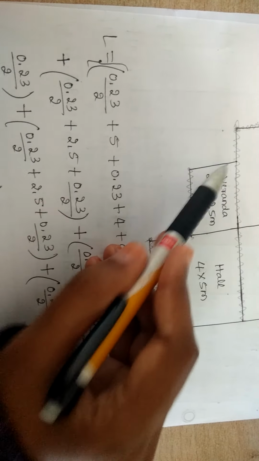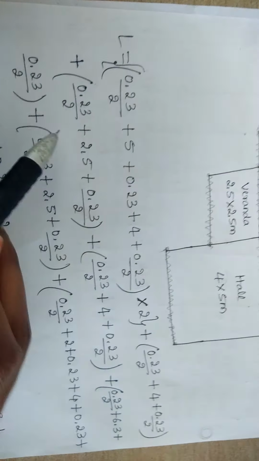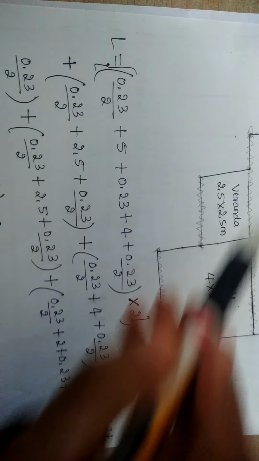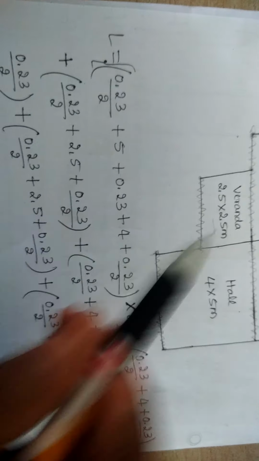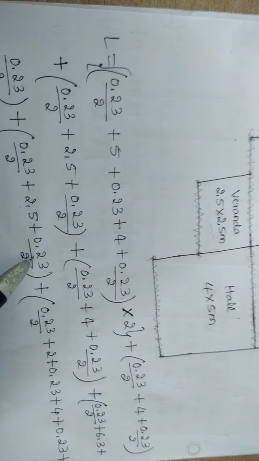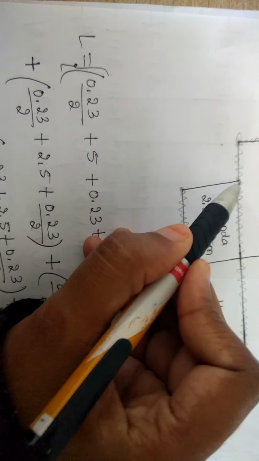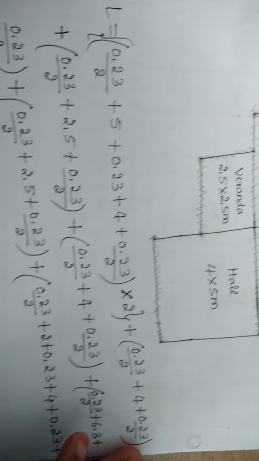The next vertical wall is the veranda wall. So I will start at this corner. At this corner I will be taking half of the wall thickness, plus the vertical distance of 2.5 meter. Then again now I am at the corner. Again I have to take half of the wall thickness. So that gives me the center to center length of the veranda wall.